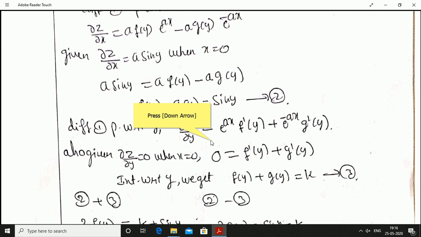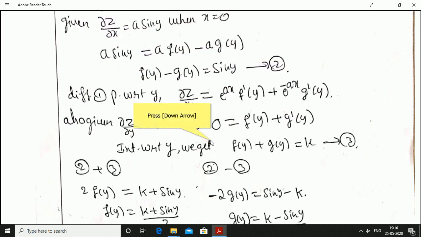So integral of f dash y is f of y, integral of g dash y is g of y, equal to some constant of integration k. Call it as equation 3. Now solve equation 2 and 3 for f of y and g of y. Once I do 2 plus 3, if I add those two equations, we are getting 2f of y is equal to k plus sin y, or else f of y is equal to (k plus sin y) by 2.